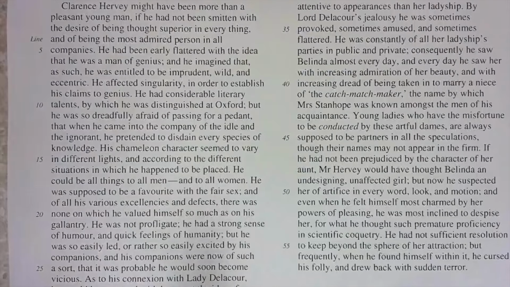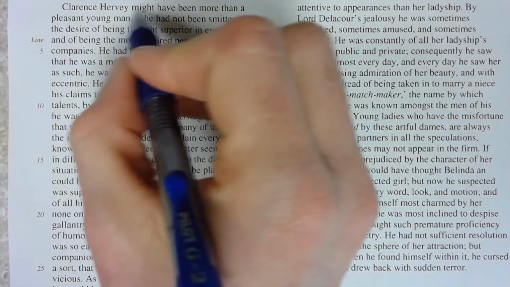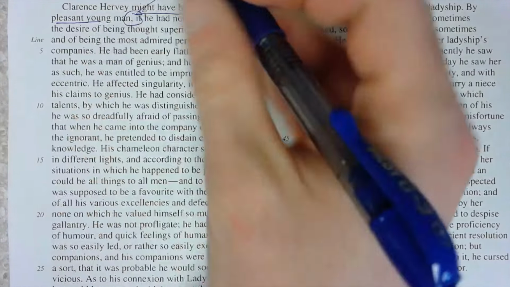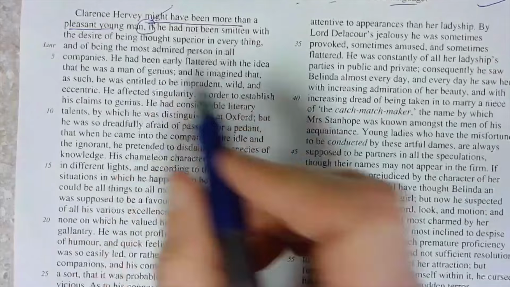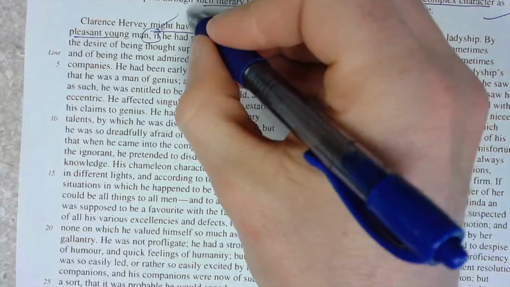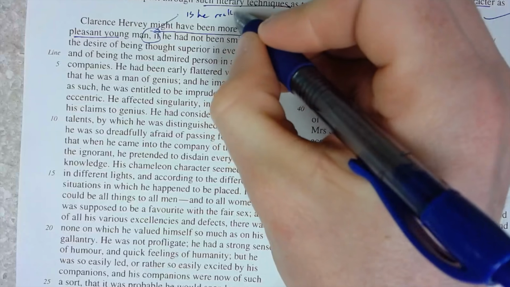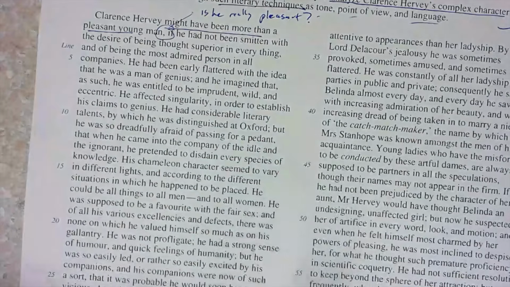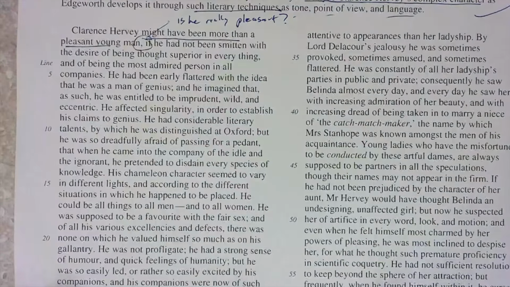Clarence Hervey might have been more than a pleasant young man if he had not been smitten with the desire of being thought superior in everything and of being the most admired person in all companies. All right, so it's this idea that he might have been more of a pleasant young man if he had not been smitten with the desire of being thought superior, right? So is he really? Right, our narrator seems a little sassy here. It's like, oh, he would have been a good guy if he actually wasn't terrible.